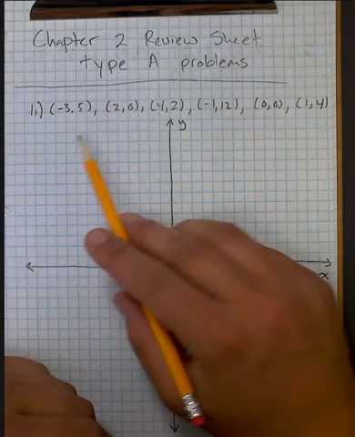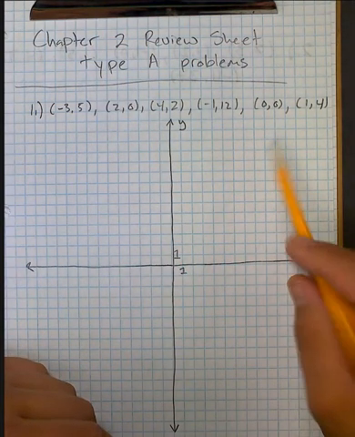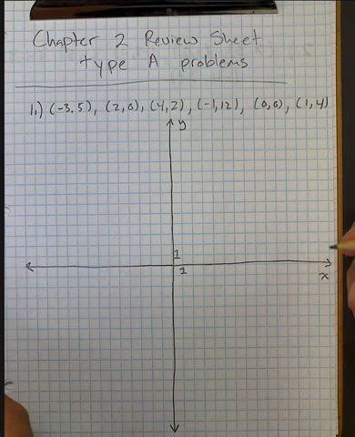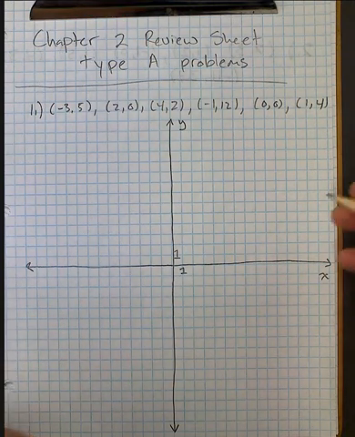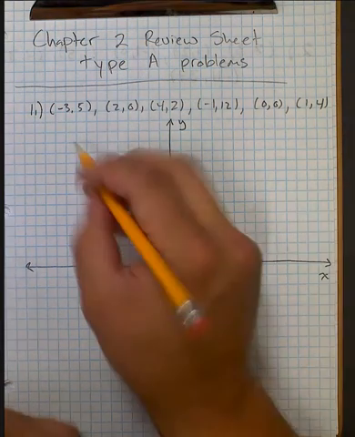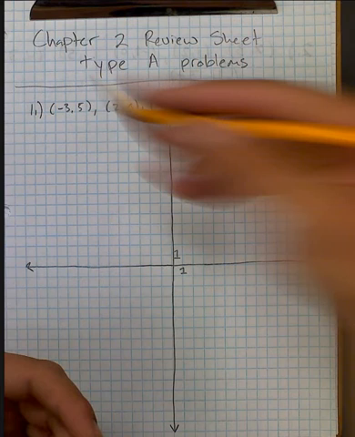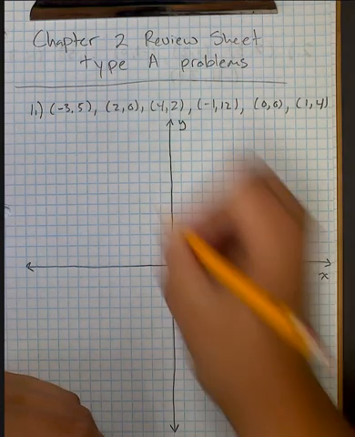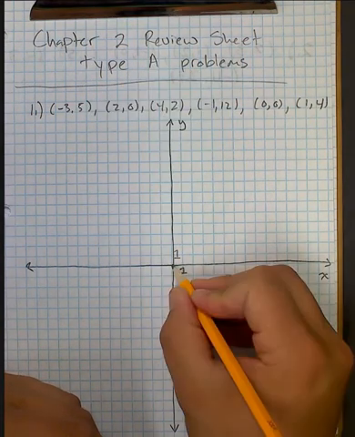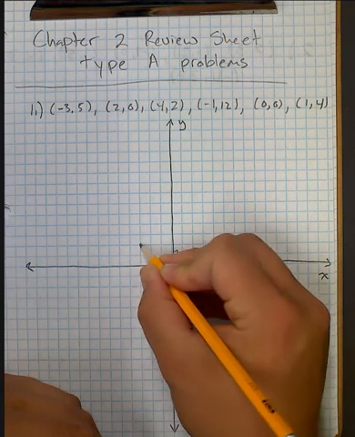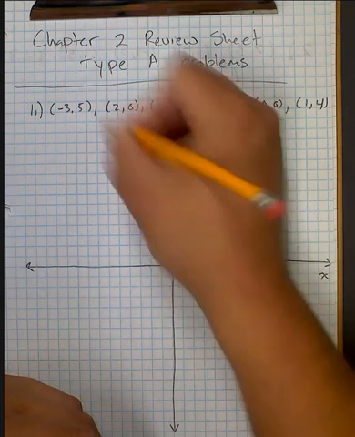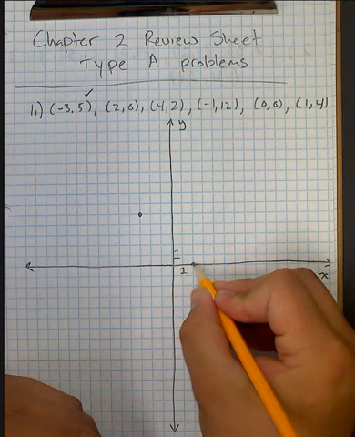I just copied it from the review sheet, and I'm going to show you how you apply the vertical line test to determine if this is a function or not. First thing you have to do is plot all the points. These are all ordered pairs. They are points in the coordinate plane. Points determine a location. So we go ahead and plot (-3, 5). Go to the left 3, up 5. Here's that first point.